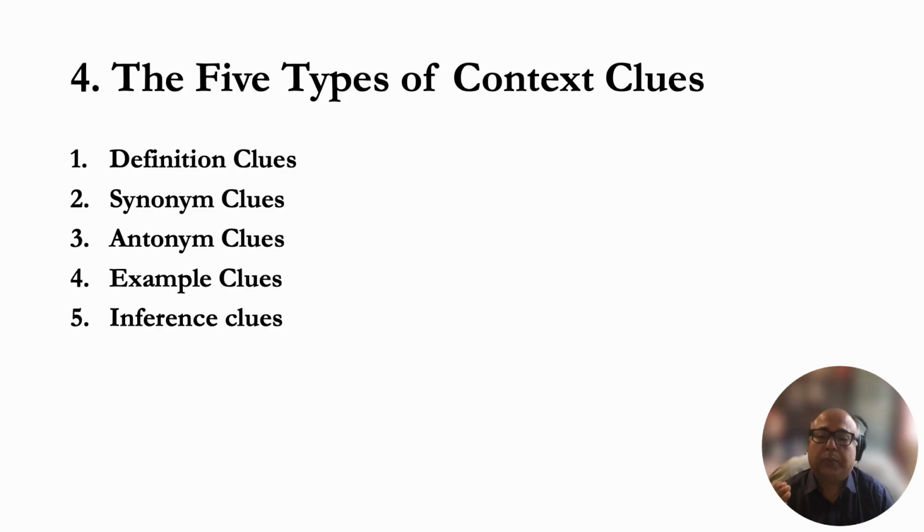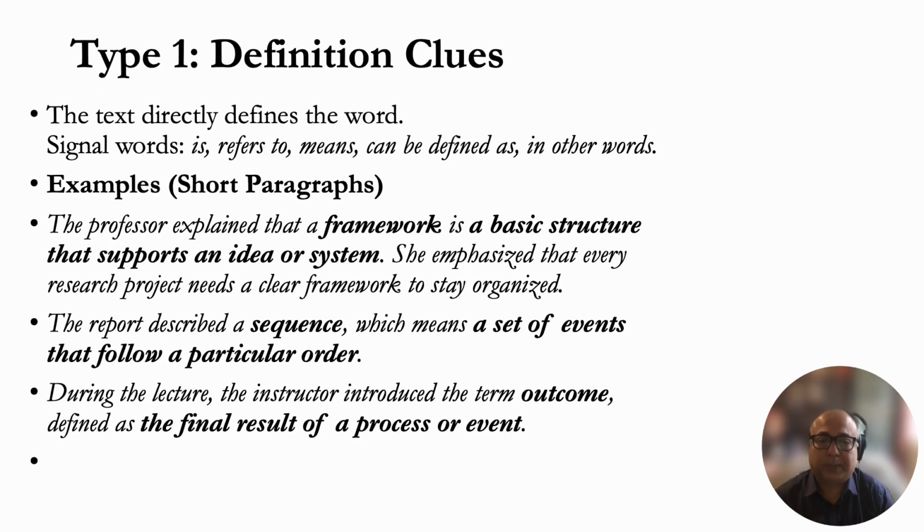All right, so today we're going to learn 5 types of context clues. They are definition clues, synonym clues, antonym clues, example clues, and inference clues. So let's begin with the first type of clues. They're called definition clues. Now, by definition, right, it means that the text directly defines the word. The text defines the meaning of the word.